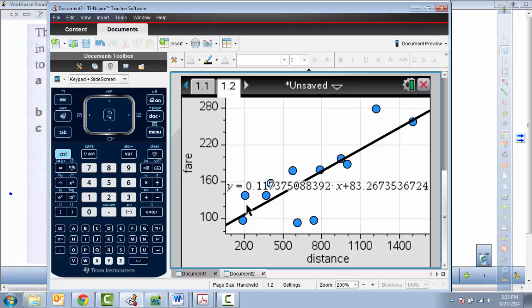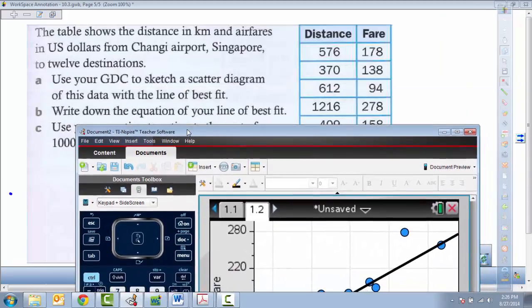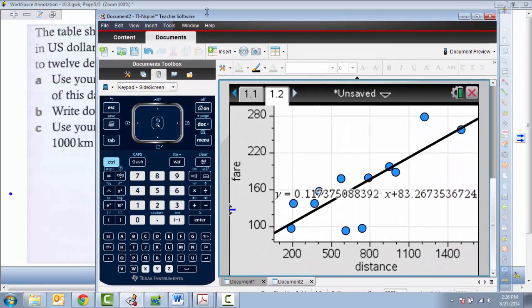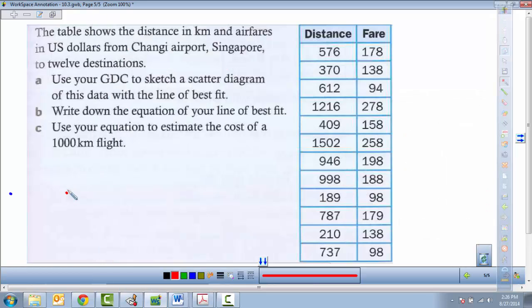This is the best possible line that we can have. And we have the slope times x plus the y-intercept. Remember to give your answer using 3 significant figures. So 0.117 x plus 83.3. So this is B.